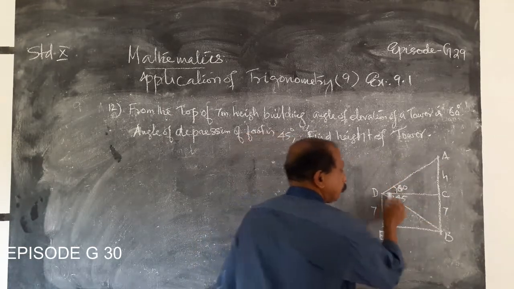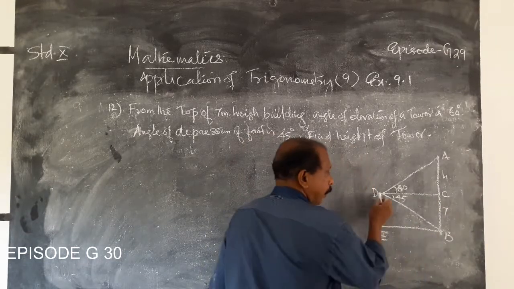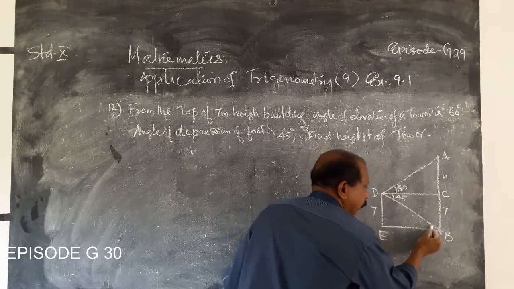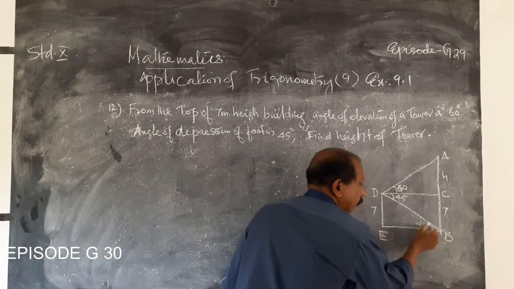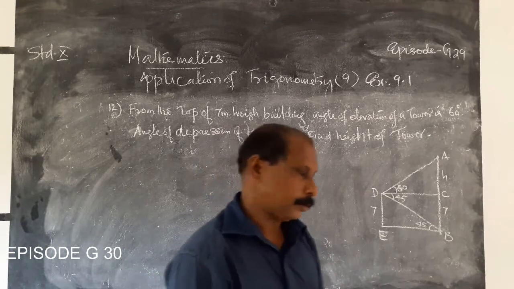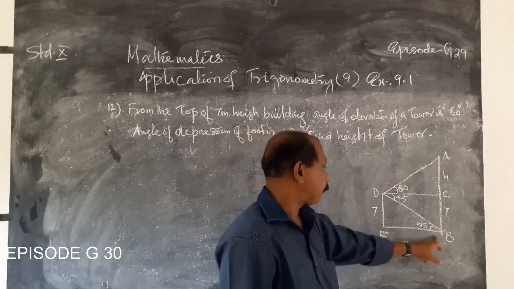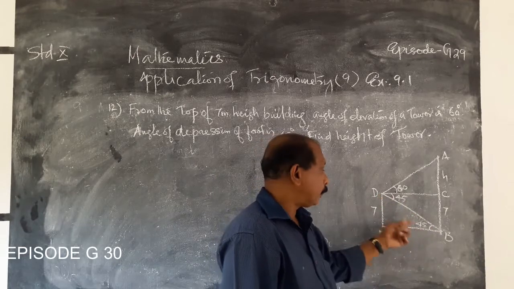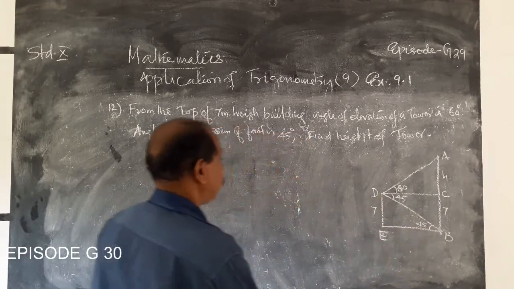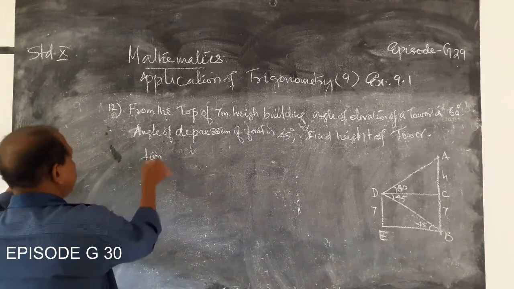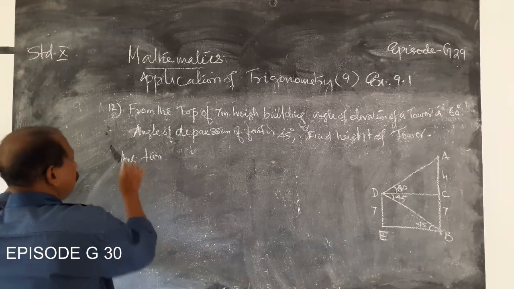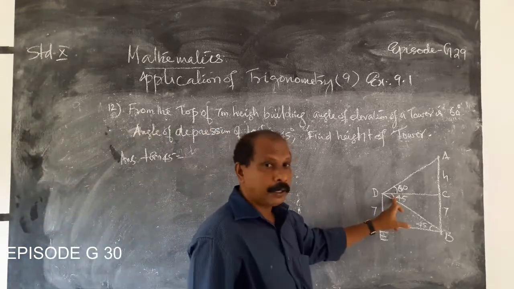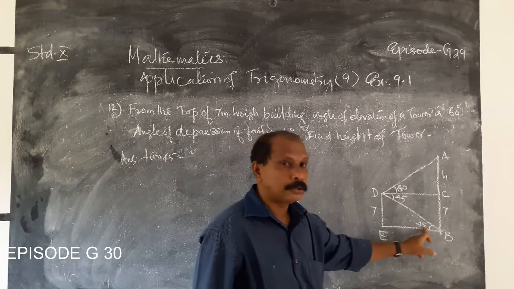These two lines are parallel and this is the transverse line. Therefore, this angle is 45 degree. Therefore, this angle is also 45 degree. That is alternate angles. Therefore, from this figure, we can find out DE using tan 45. Tan 45, this angle is 45. That is the depression. Therefore, this angle is also 45.